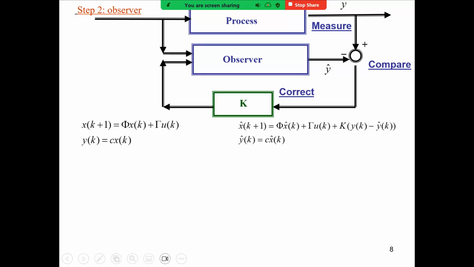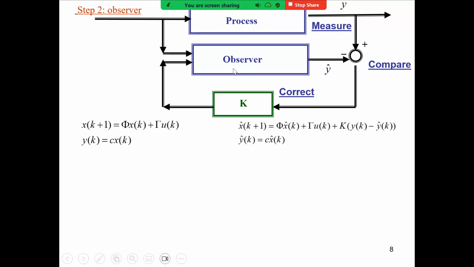Very importantly, you can compare the exact model, the true model, and the observer. They are not the same. We need to add some extra term. Actually, this extra term is the most important part. If we only use the original model, it doesn't work, right? In most of the cases, we have to add some extra correction term. That term is from the feedback, right?